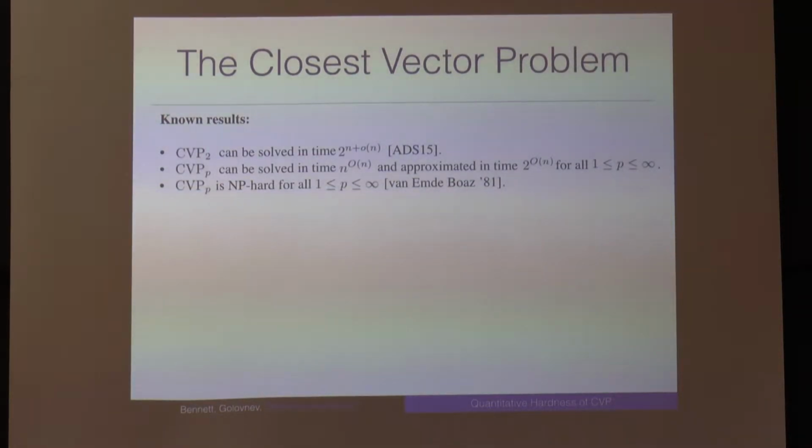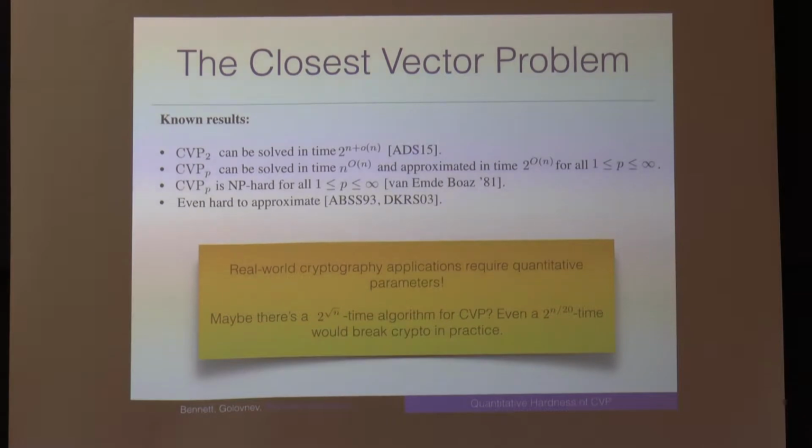And we have hardness results as well. We've known hardness of CVP for a while, since '81 due to van Emde Boas. We've known that it's NP-hard, and there's been a series of work showing that it's hard to approximate. These hardness proofs are pretty good if all you want to know is whether or not there's a polynomial time algorithm. But what we don't know is what the right complexity is exactly, what the fine-grained or quantitative complexity is, right?